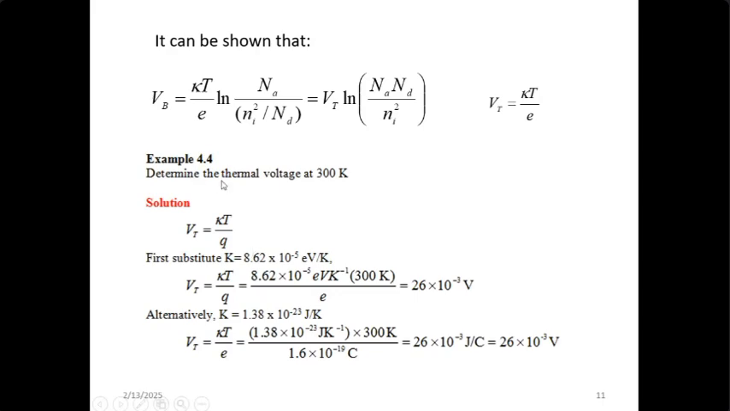So this question has been answered. Determine the thermal voltage at 300 Kelvin. Now, in the next example 4.5, maybe let me check whether I can get another student to take us through that.